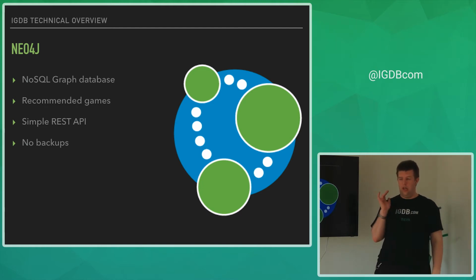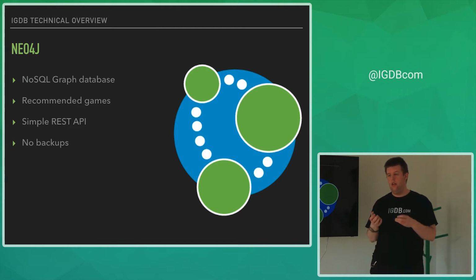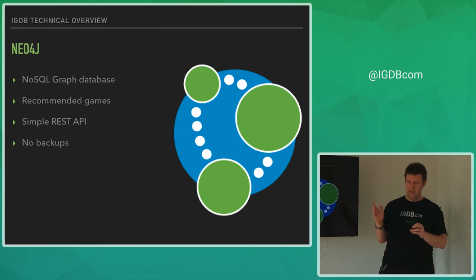So on to the latest addition to our technology stack, and it is a NoSQL database. It's a graph database, Neo4j. A lot of companies use it, like Spotify, for instance, and it's used for recommending games. The graph structure makes it very good for recommending games. It has a simple REST API and also no backups, because they can be restored from Postgres and Redis.